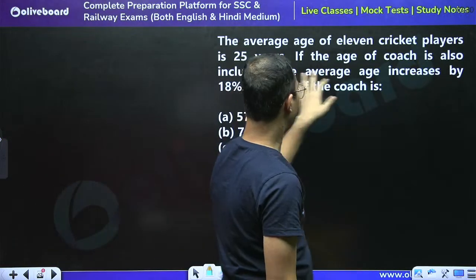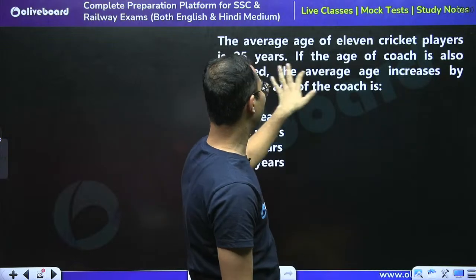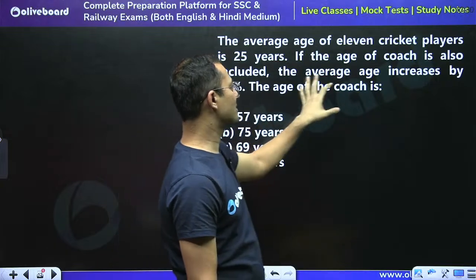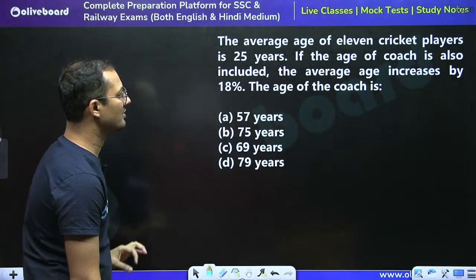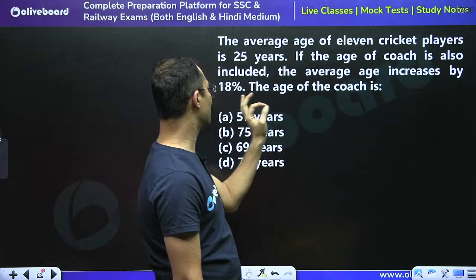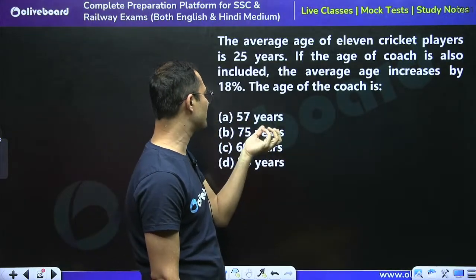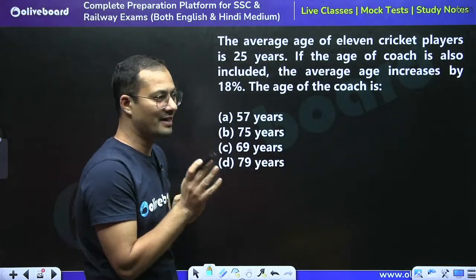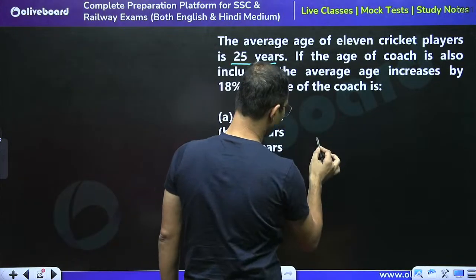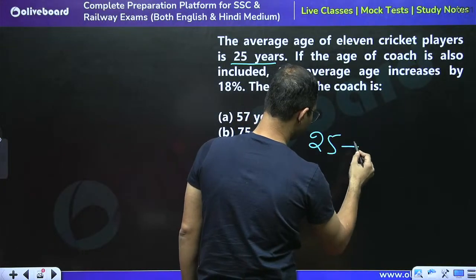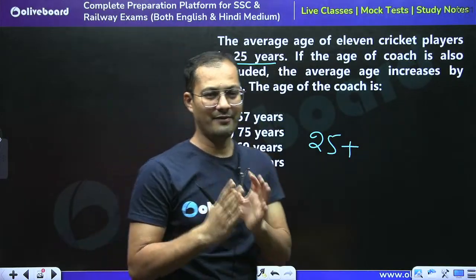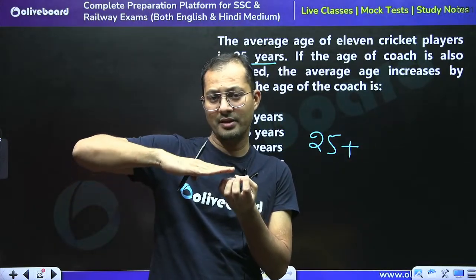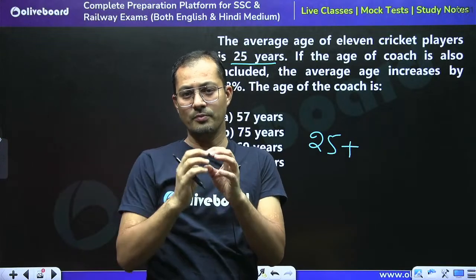Very good question. The average age of 11 cricket players is 25 years. If the age of the coach is also included, the average age increases by 18%. It means that the age of the coach is more than 25, yes or no? Because the average of 11 players is 25, and when we include the age of the coach, the average is going to increase, right? So by how much will it increase?